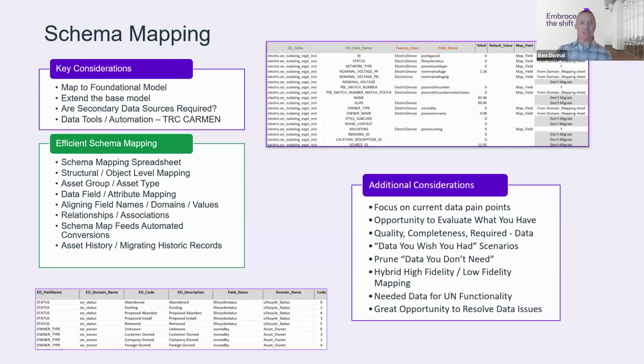So just to wrap up schema mapping, this process can really provide more details to have a refined migration where you can go to a hybrid model of adopting more low fidelity mapping where you can, to prune out data you don't need, and then adopting more high fidelity mapping where you need it, so you can take advantage of the high value analysis provided by the utility network.